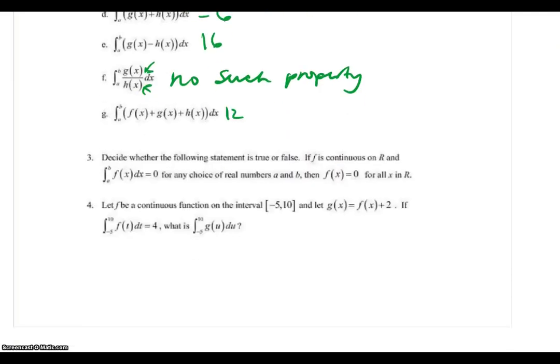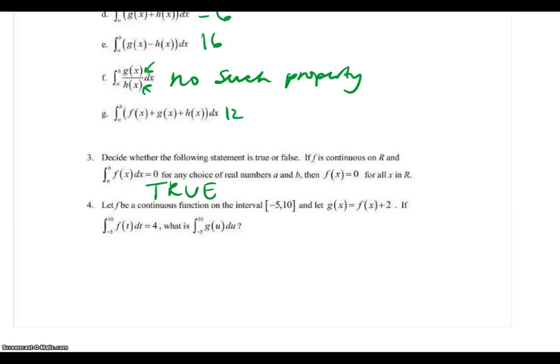Decide whether this statement is true or false. This statement is true. If for any choice of real numbers a and b, f of x equals 0 for all x in R. This is true because if I pick random numbers the whole time and I always get 0 for my integral, the only way for that to happen is that f is 0 every single time. So this statement is true.